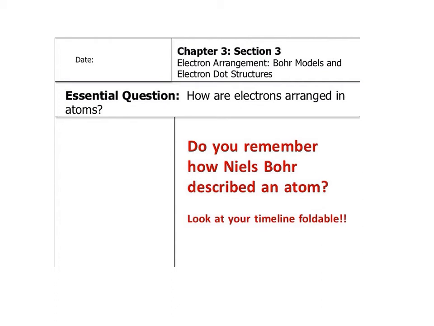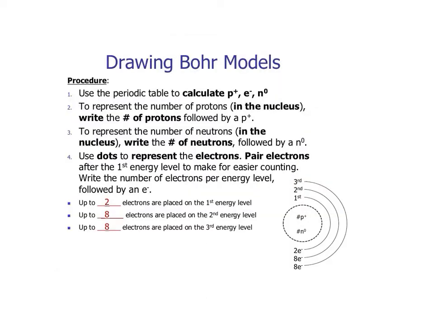In this section, we'll take a closer look at how electrons are arranged in atoms. We'll use the Bohr model and the electron dot structure to show electron arrangement. When drawing Bohr models, there are several procedural steps that need to be followed.